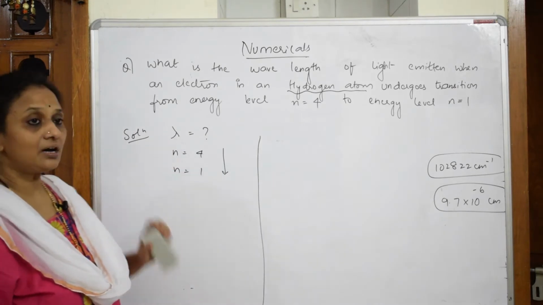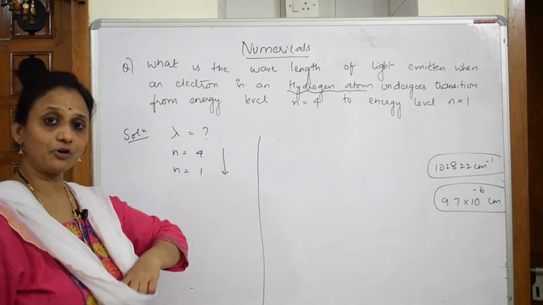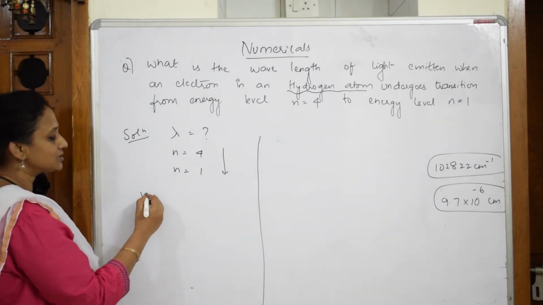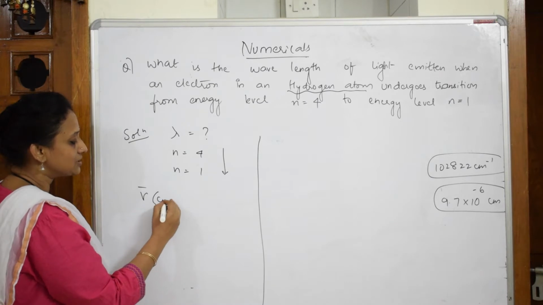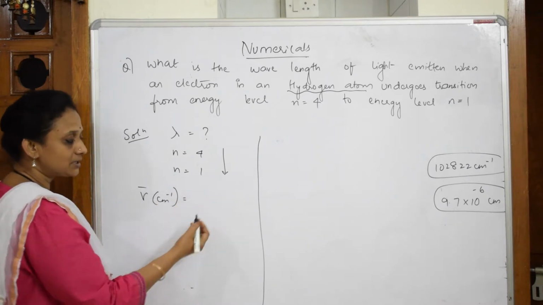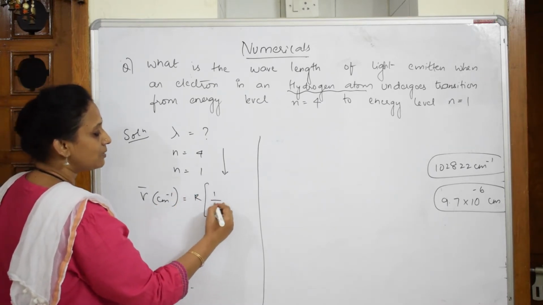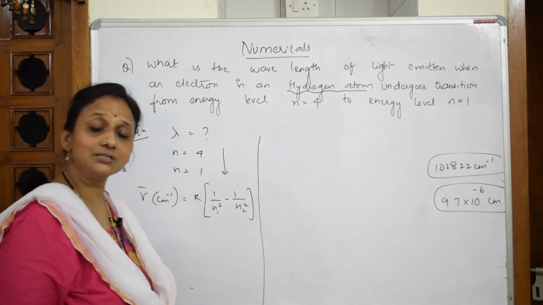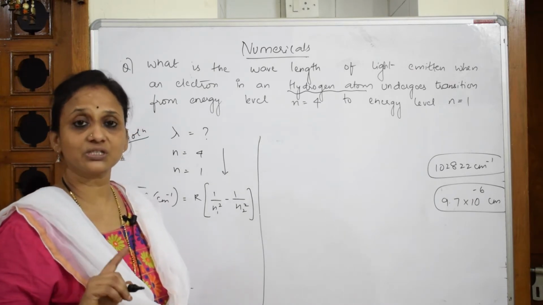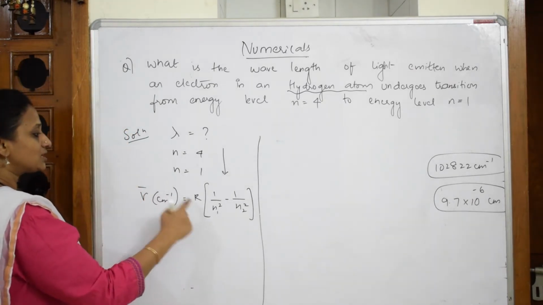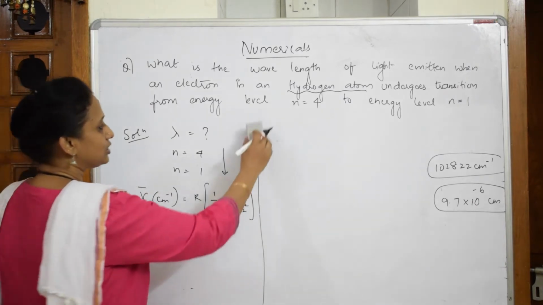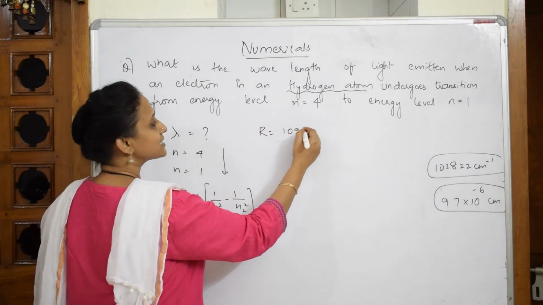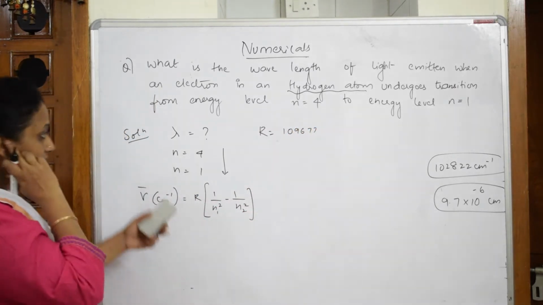Fine. So lambda, how to find out? But here from the formula I have two relations. With this data I can write the formula that is nu bar, that is in centimeter inverse, is equal to Rydberg's constant into 1 by n1 square minus 1 by n2 square. This is the formula which you have learnt in the hydrogen spectrum, which was given by Bohr. Yes, fine. So what is Rydberg's value? We know Rydberg's constant is equal to 109677, isn't it?